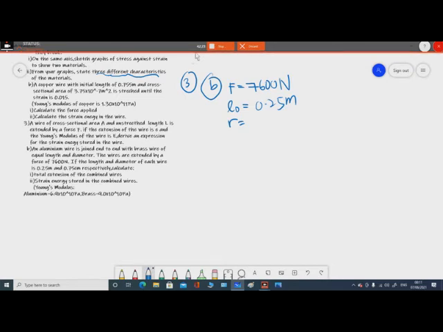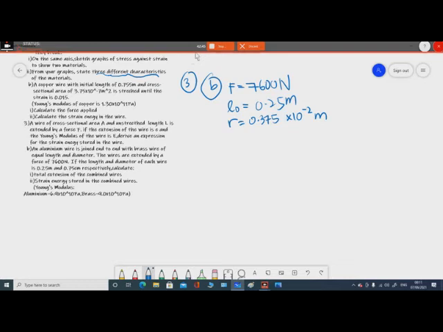half, so it's equal to 0.375 centimeter, which is times 10 to the power of -2 meter. Okay, so calculate the total extension of the combined wire.